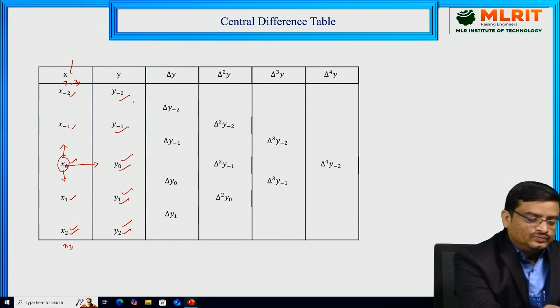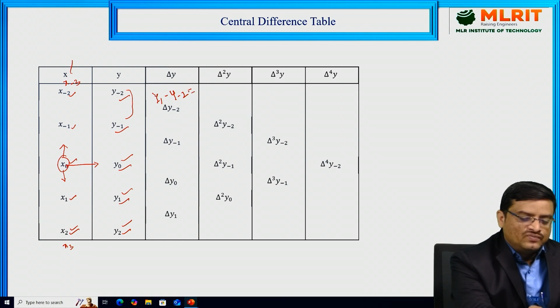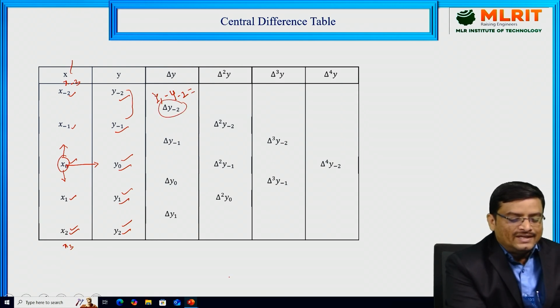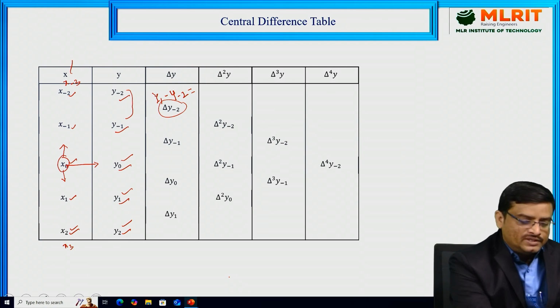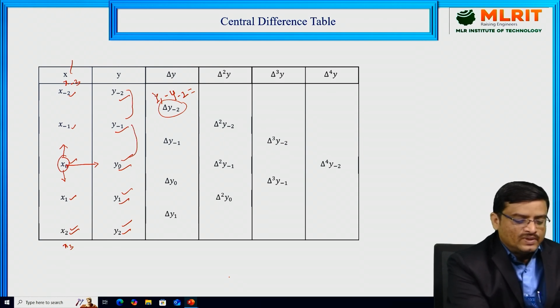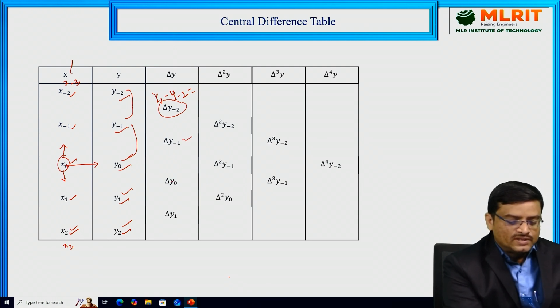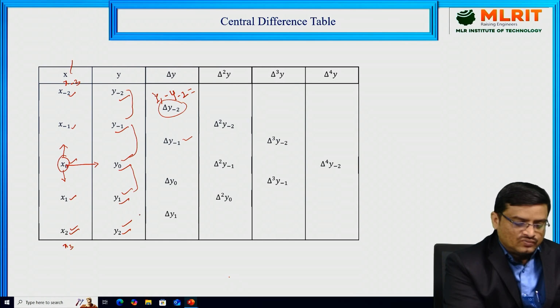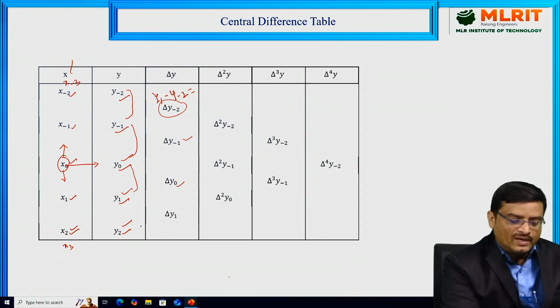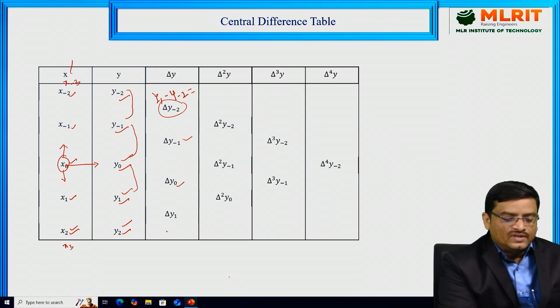And as usual, you take the differences of these two. So that is y suffix minus 1 minus y suffix minus 2. If you find out the difference, that is represented with forward operator, that is delta y suffix minus 2. And similarly, take the difference between y naught and y suffix minus 1, that is represented with delta y suffix minus 1. And like this, we have to find out the differences of all the y values. We will get our first differences of y.